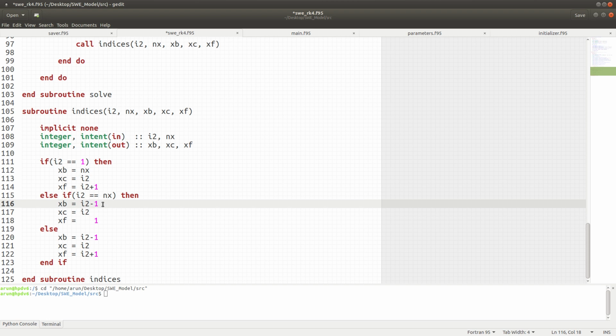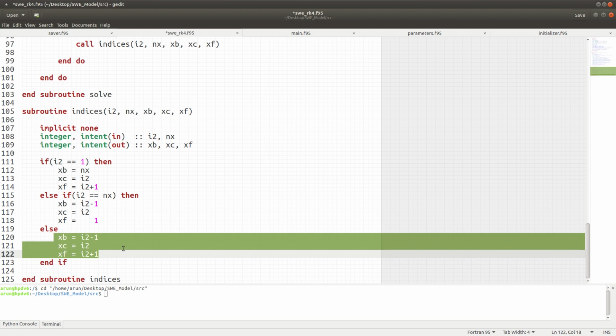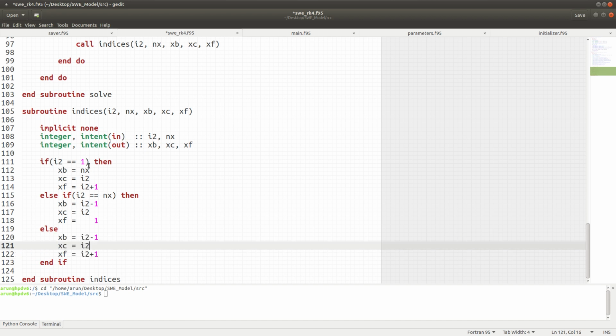Simple enough. Okay. And now the final thing: what about the interior boundary points? As far as the interior points, that is for I2 which is not 1 and not nx, I can always find a point that is in front of me and at the back of me without any issue. So if the center point is I2, the forward point is I2 plus 1, and the backward point is I2 minus 1.